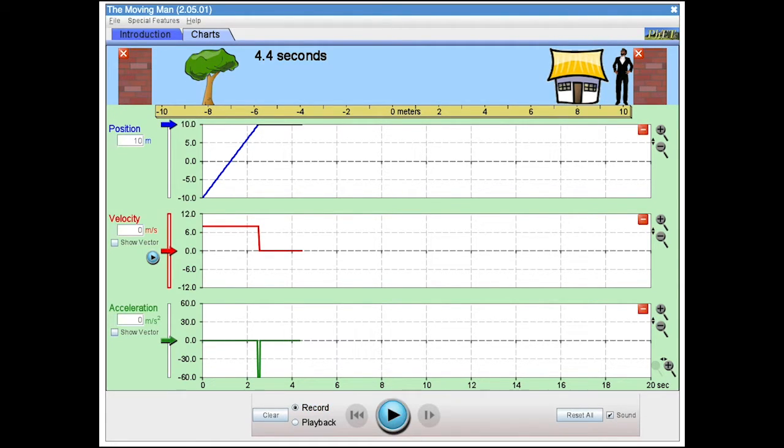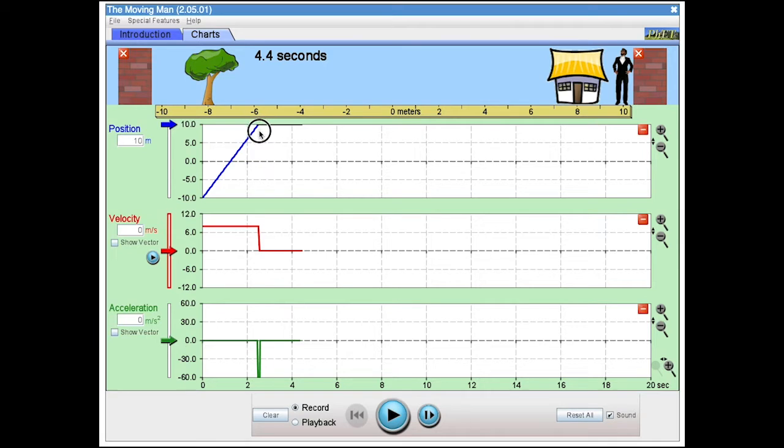All right. And so we see that the line here is at 10 meters, or he's started at -10 meters, and then he kept going all the way to 10 meters. And then when he stopped moving, he just stayed at 10 meters while the timer went on. Here, the velocity of the man was at +8 meters per second, and he stayed at a velocity of 8 meters per second up until this point where he just stopped moving, right?